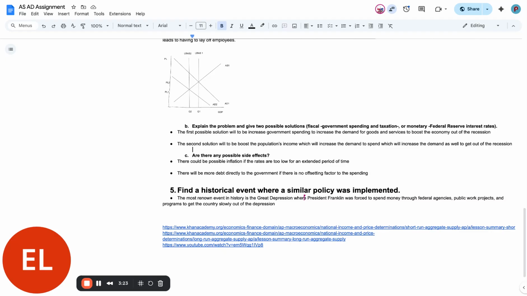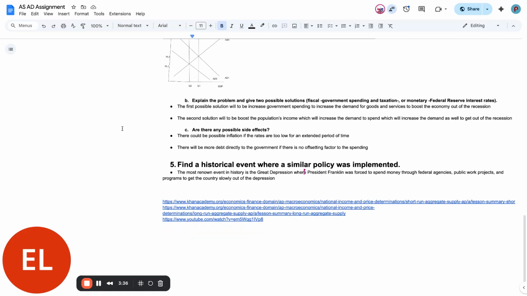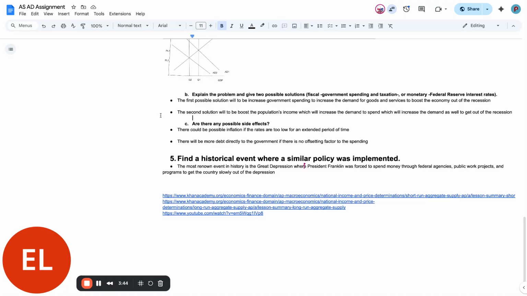So, the first possible solution would be to increase government spending, to increase the demand for goods and services to boost the economy out of its recession. Spending more money would make the economy flourish a little bit more and drive people to spend more money. Another solution would be to boost people's income, like their pay wages, just boost them up a little bit. This would make them spend more money as well to get the economy boosting.